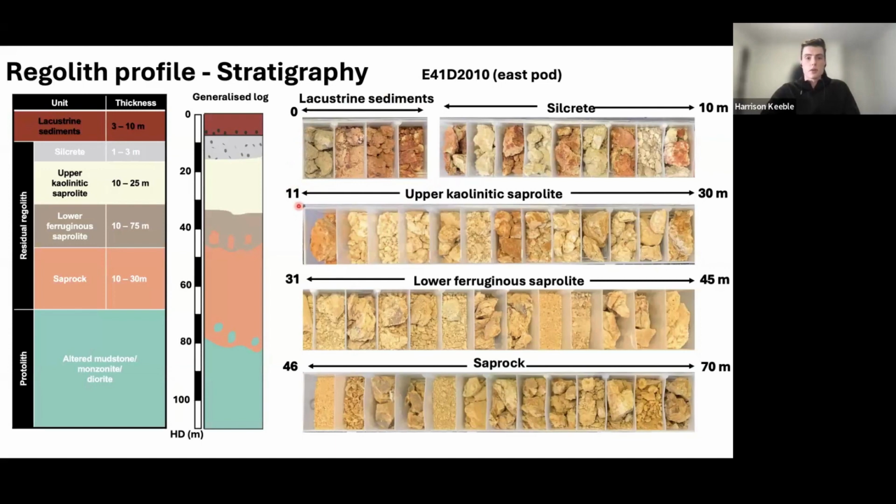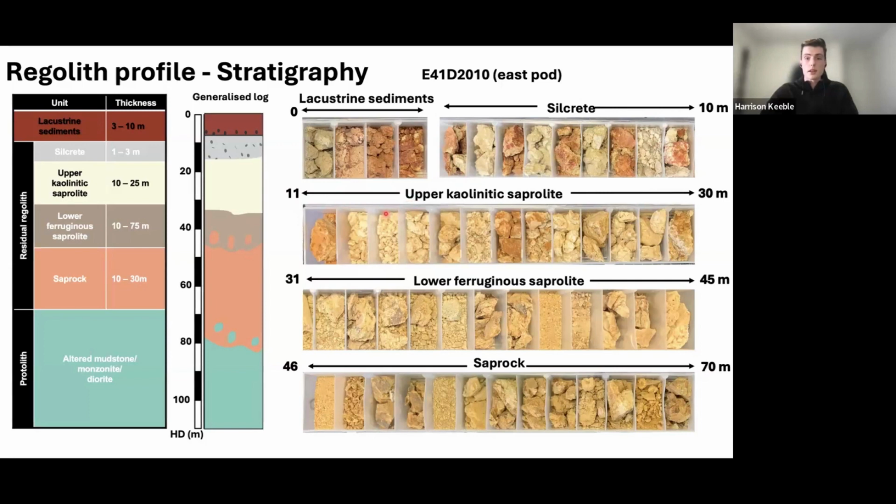You can distinguish between the lacustrine sediments and the residual regolith by this silcrete layer, which is creamy white in appearance, typically angular to subangular quartz grains in a fine quartz matrix, and is often dusted by this hematitic dusting quite pervasively across the deposit.